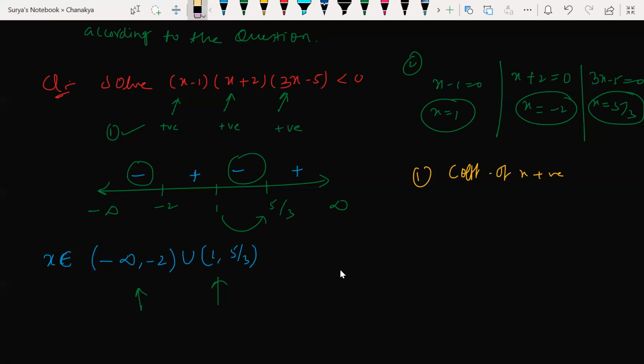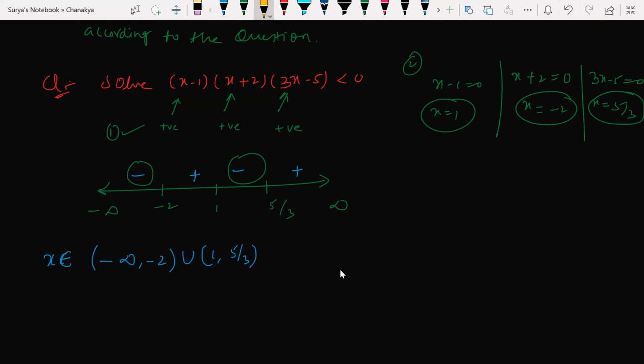See, why am I not including closed brackets here? Because this is a strict inequality. I told you yesterday, beta, if we had less than equal to zero, I would have kept a close bracket here, something like this. Getting my point? Hope it is clear. I just told you 4 points.